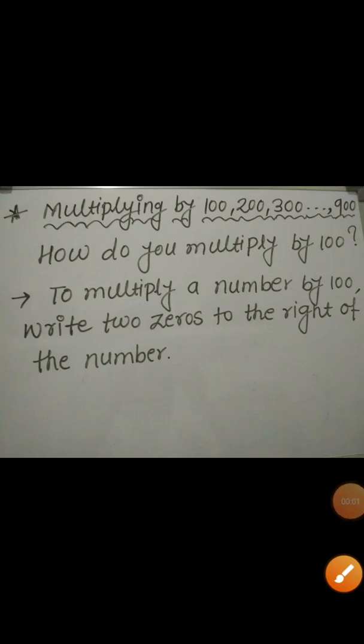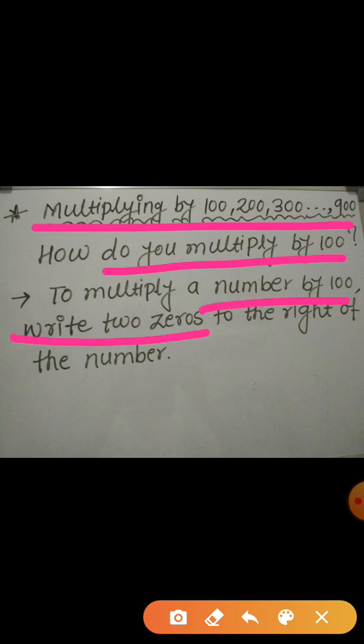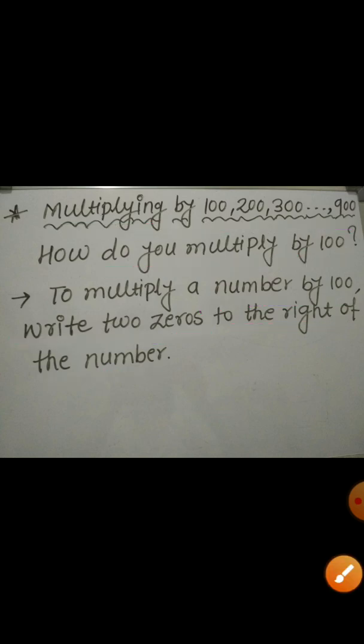Students, today we are going to see the topic multiplying by number 100, 200, 300 and so on up to 900. Now let's see first how do you multiply by 100. To multiply a number by 100, write two zeros to the right of the number. See some example based on this.